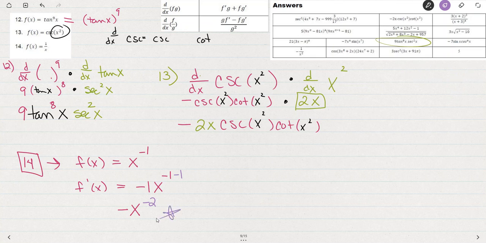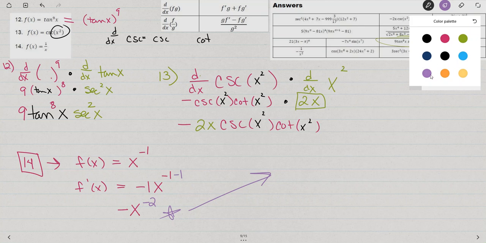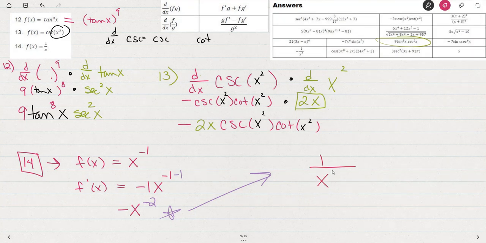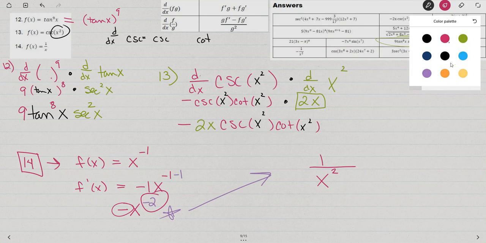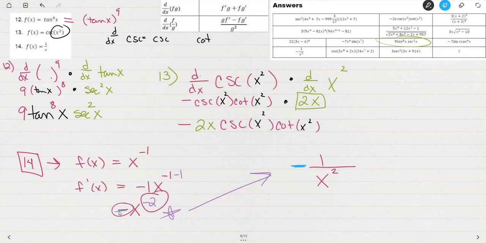And I'm going to put this in a format that doesn't have a negative or rational exponent. So I could simplify this to be 1 over x squared, because that x to the negative 2 means 1 over x to the second power. And then don't forget this negative out in front, right? So we get the opposite of 1 over x squared, which is right here.